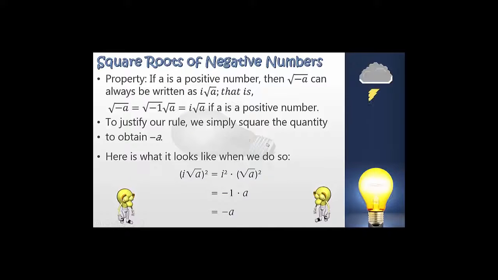So to justify our rule, we simply square the quantity, the square root of negative a. So for example, here is what it looks like when we do that. Remember we said i squared was equal to negative 1. So we're going to square this whole quantity, and we said i squared is equal to negative 1. And here is our other part. Now remember when we said the square root of a squared will be a itself, and then ultimately we get negative a.